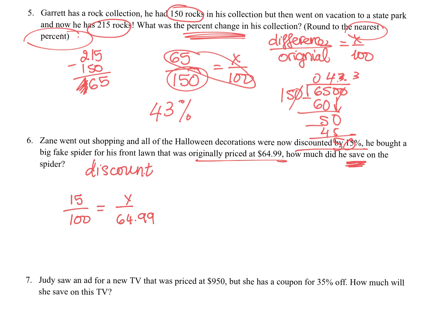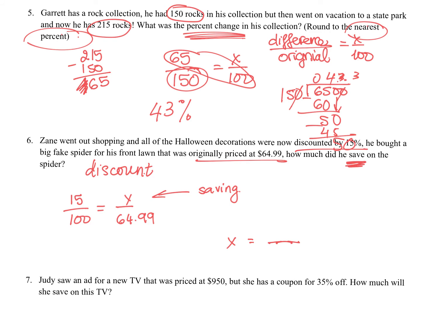Now, you don't need to subtract from your original price because they don't ask for the price of the spider. They're just asking for the savings, how much he saved. So whatever you have for X will be your answer. So go ahead and stop the video and do the math.